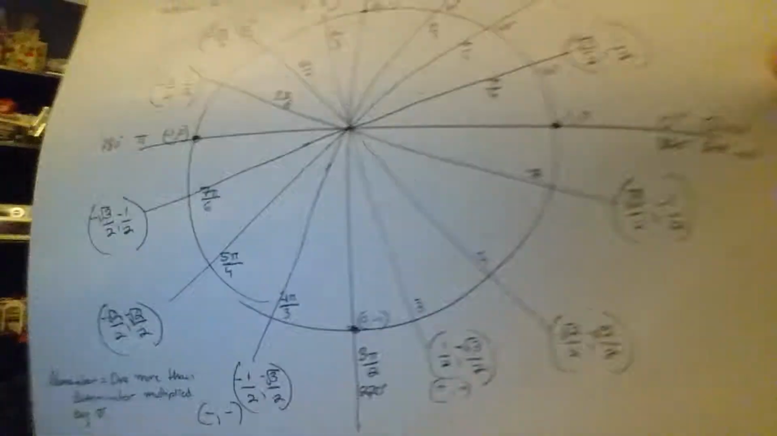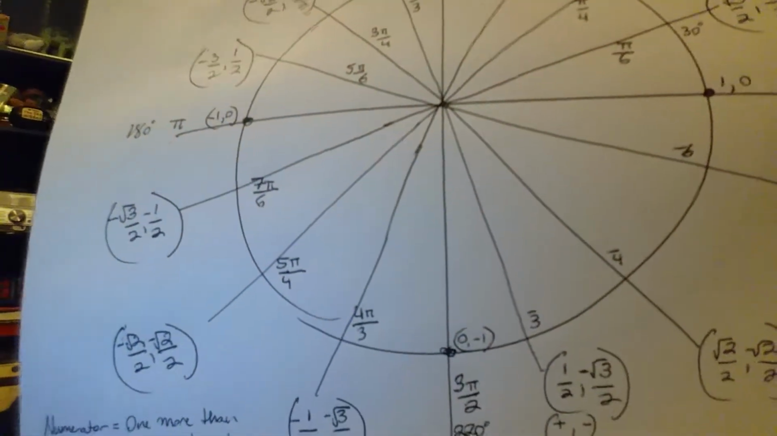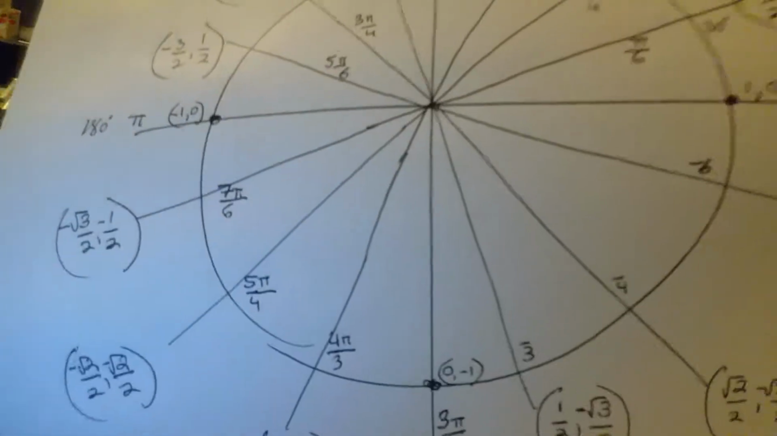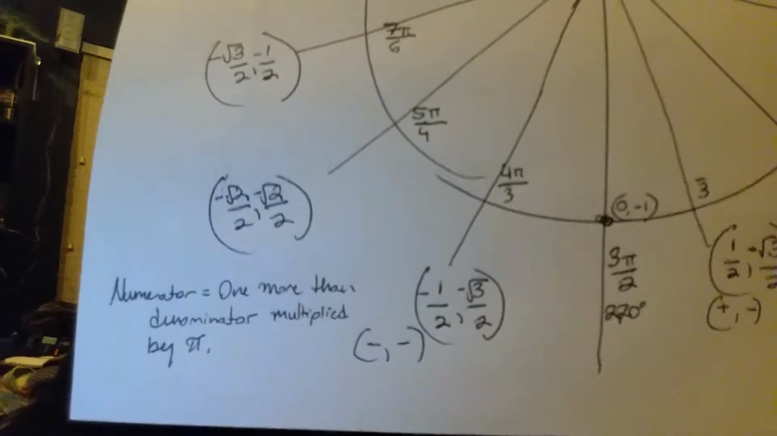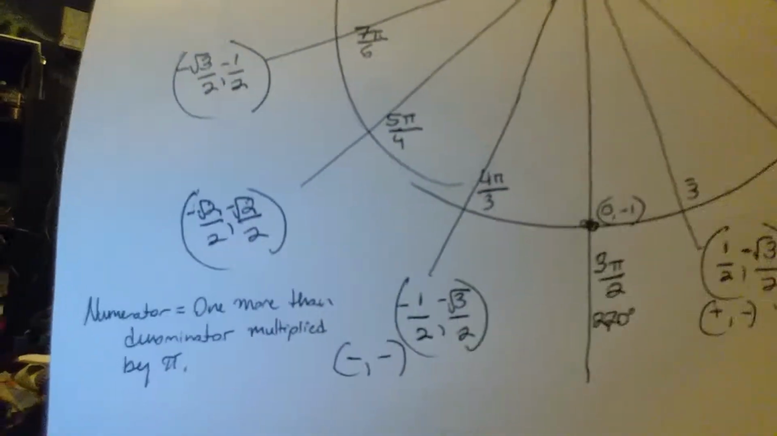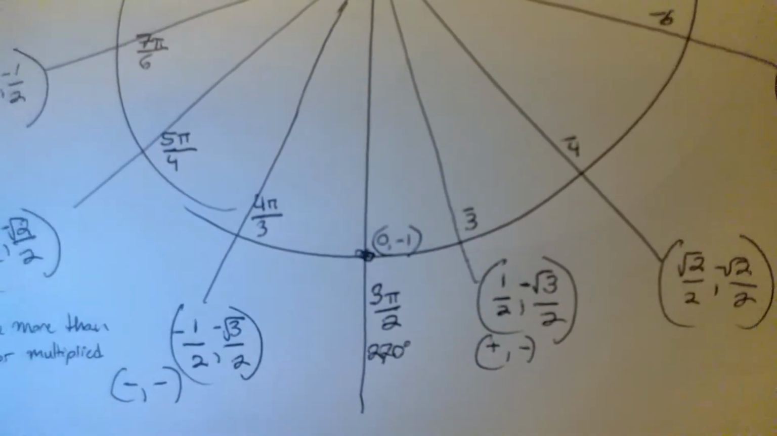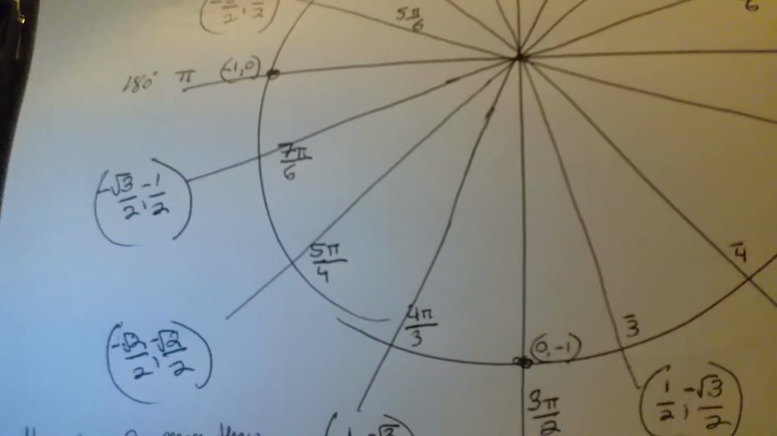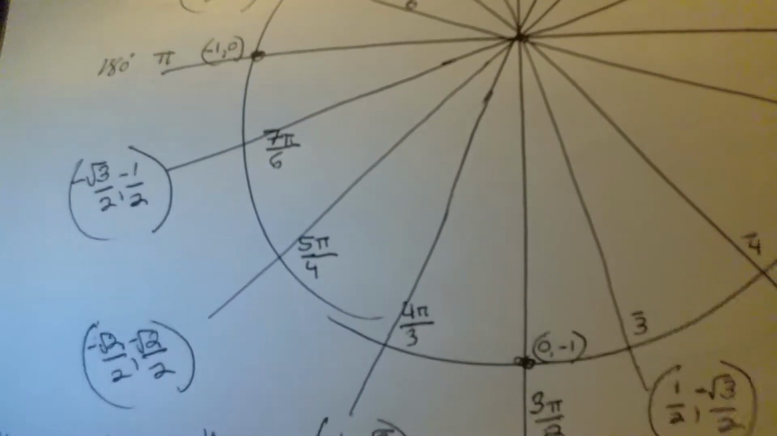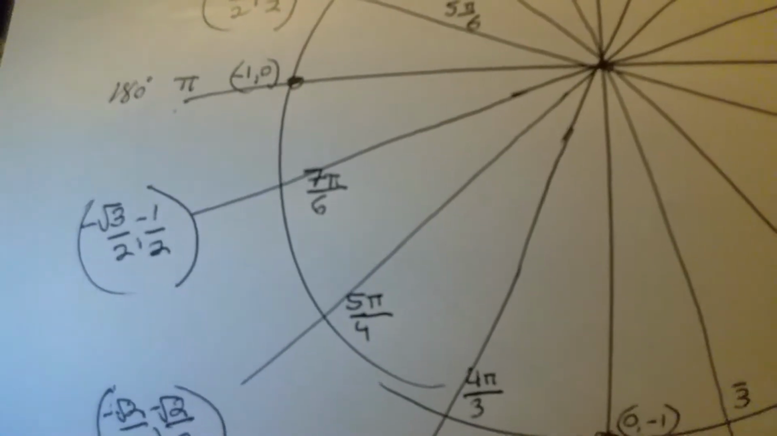So then it's kind of going to be the opposite thing for quadrant 3. Your numerator will be 1 more than your denominator, times pi, like we did up in the second quadrant. So we can start down here. Our denominator is 3, so 1 more is 4 pi over 3. We have a denominator of 4, so 1 more is 5 pi over 4. And we have a denominator of 6, 1 more is 7, so 7 pi over 6.